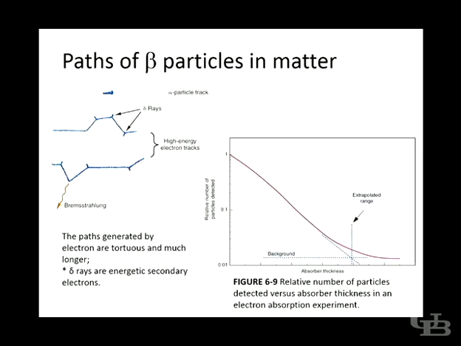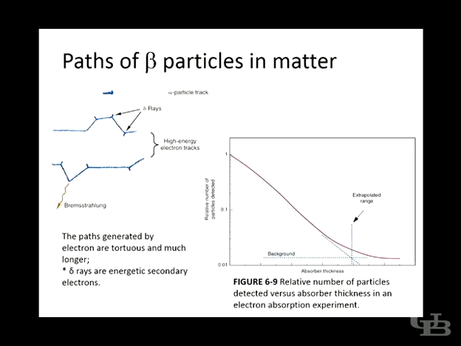And the other characteristic is electrons are lighter and they are faster. Each interaction with the orbital electrons does not lose that much energy, so it goes farther. And this is a graph showing the depth electrons can go into a material, and this is the relative number of electrons detected at different depths.